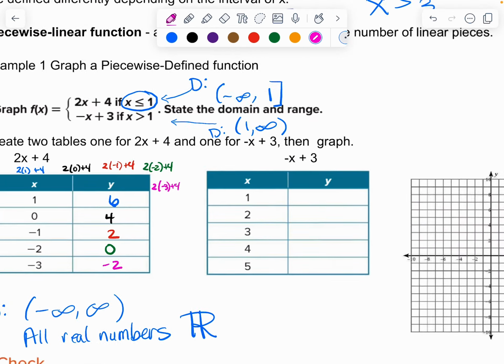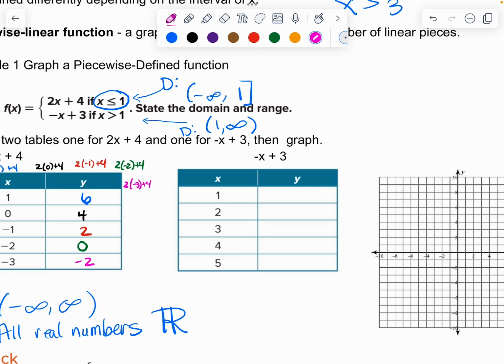So I'm going to come over here and graph that. Actually, I'm going to do the first one in yellow or orange. 1, 6, so I'm going to go up to 1, up to 6. And then 0, 4. And negative 1, 2. And negative 2, 0. And negative 3, negative 2. And it's going to keep on going forever and ever in this direction with the slope of 2.